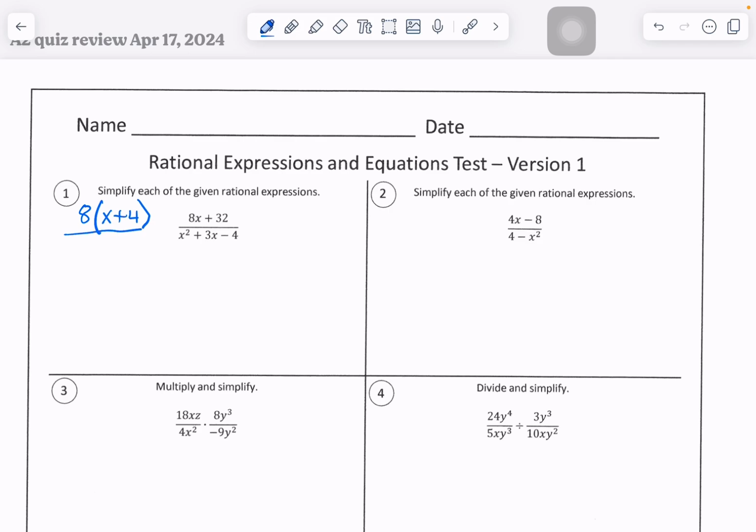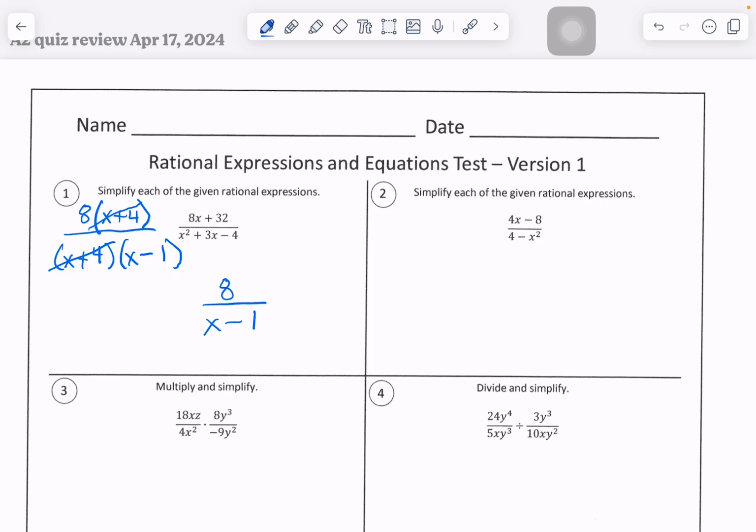And in the denominator is a trinomial. So it's going to factor into two binomials, x and x, a plus and a minus. And the factors of 4 are 4 and 1. Okay, and now we can cross out things in the numerator and denominator that are the same. So you end up with 8 over x minus 1.